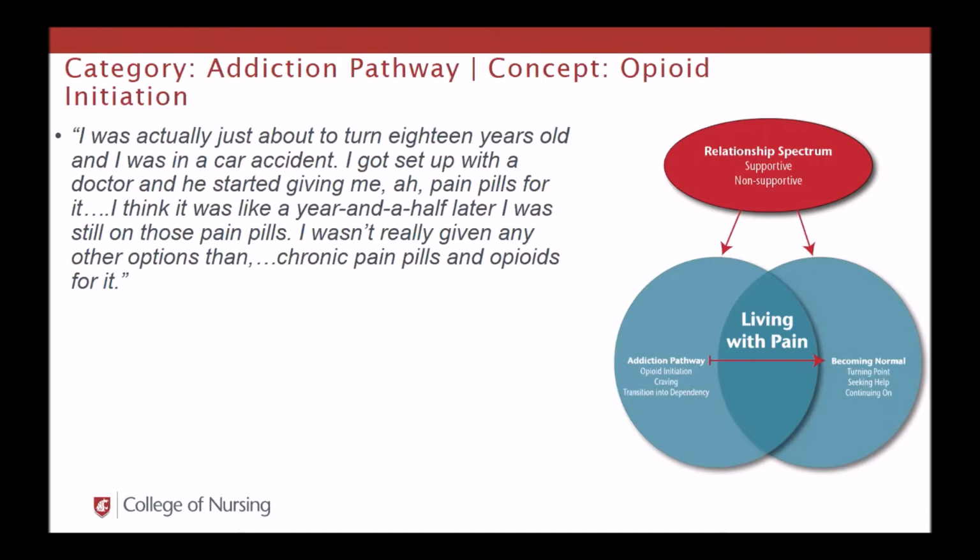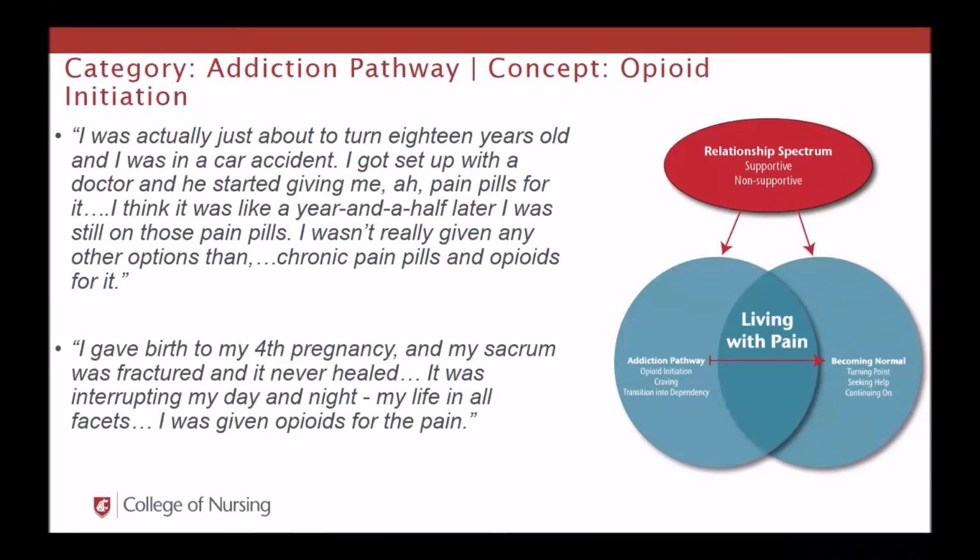So one said, "I was actually just about to turn 18 years old and I was in a car accident. I got set up with the doctor and he started giving me pain pills for it. I think it was like a year and a half later and I was still on those pain pills. I wasn't really given any other options than chronic pain pills and opioids for it." Another said, "I gave birth to my fourth pregnancy and my sacrum was fractured and it never healed. It was interrupting my day and night, my life in all facets. I was given opioids for the pain."